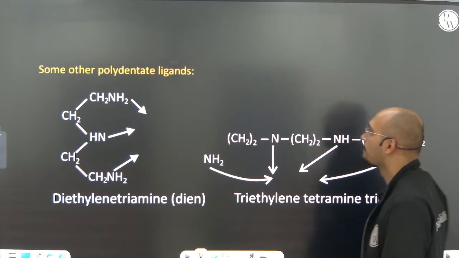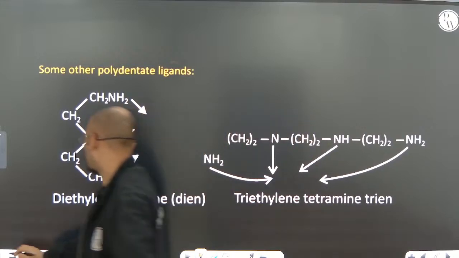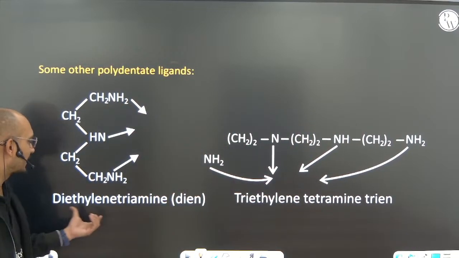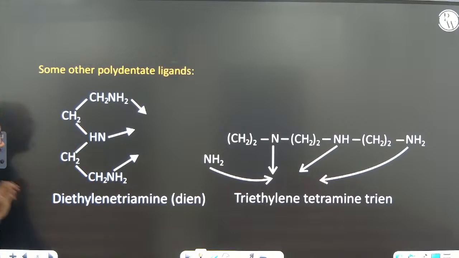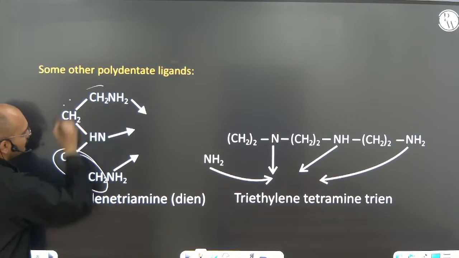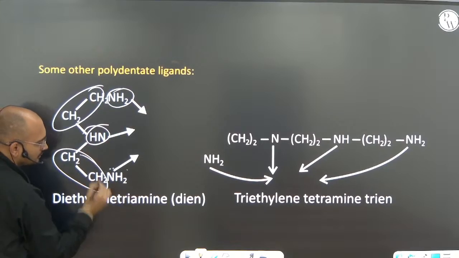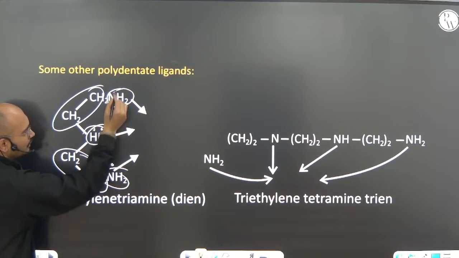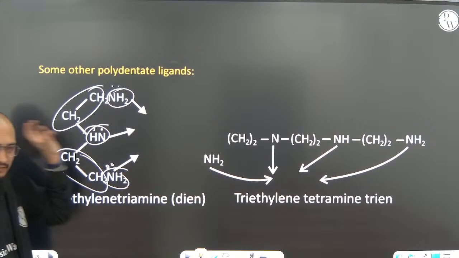Next are some other polydentate ligands. You can see diethylene triamine. There is diethylene, meaning two ethylene parts, and how many amines? 1, 2, 3. How many lone pairs are there? 1, 2, 3. So it gives from 3 sides, and the denticity becomes 3.